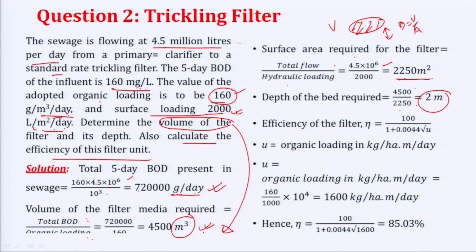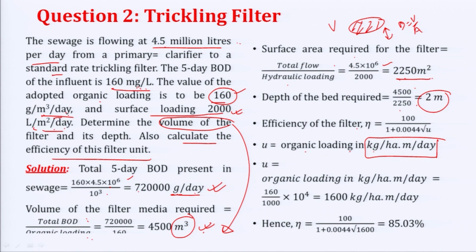Now, the efficiency of the filter. The efficiency of the filter as given by the NRC equation was 100 divided by 1 plus 0.0044 root over u, where u was the organic loading in kg. Here what you have to remember is that it is in kg per hectare meter per day, right.